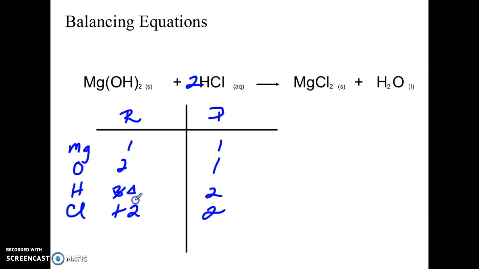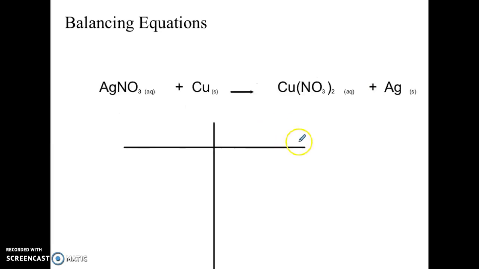So that's going to change that to 4, which now means that the only place that I have hydrogen on the product side is here. So I'm going to put a 2 there to make 4 hydrogens. And that allows me to have 2 oxygens. And now I'm completely balanced. This equation is balanced. When you do have a polyatomic on each side, you can treat that as one unit.